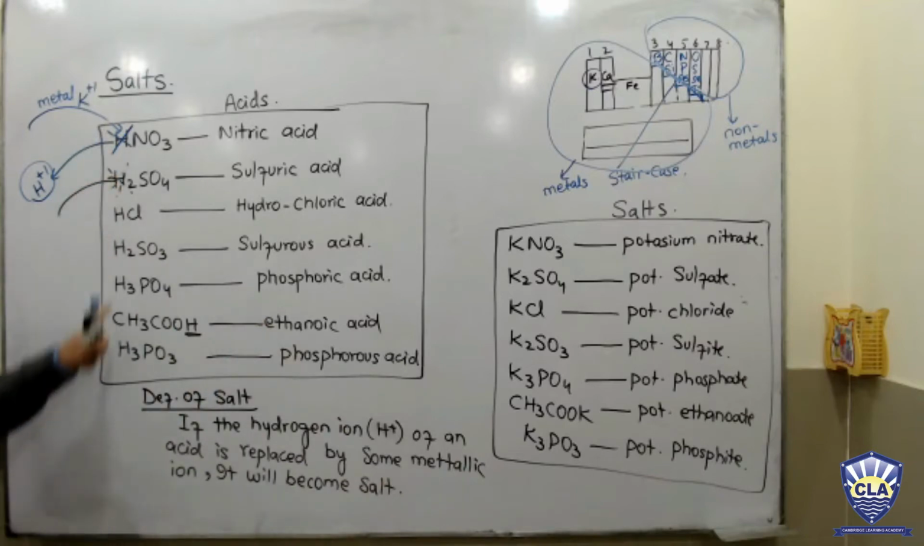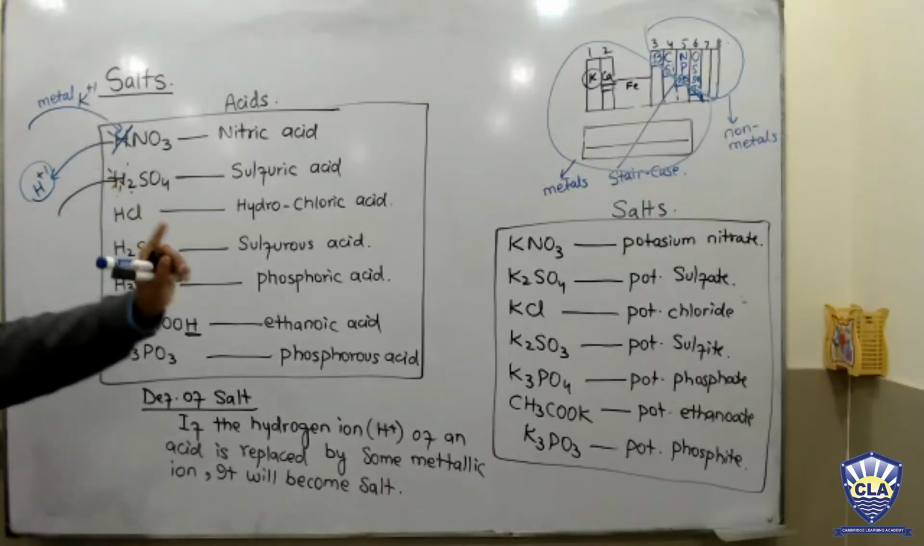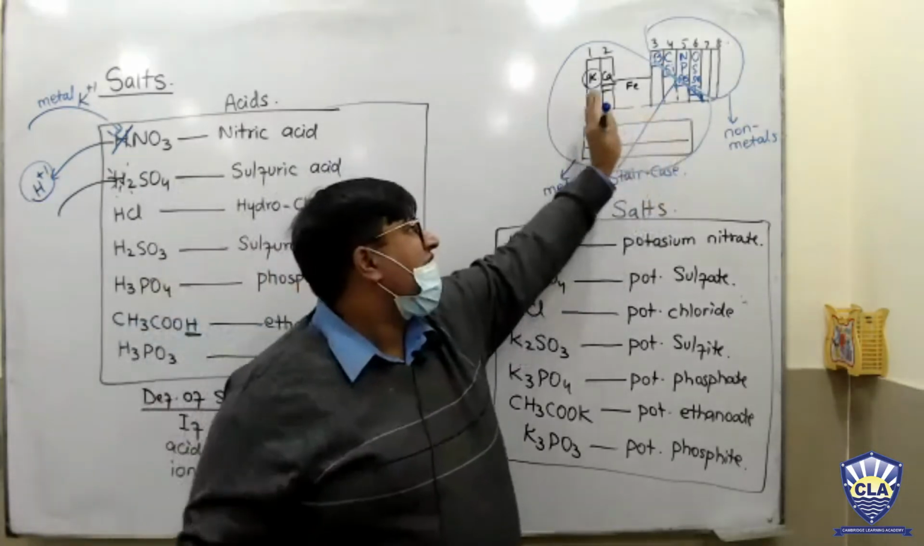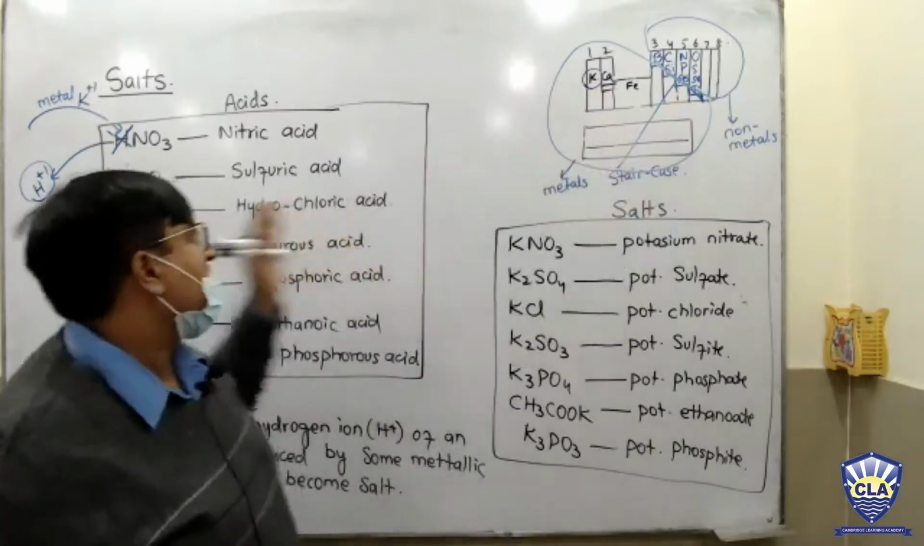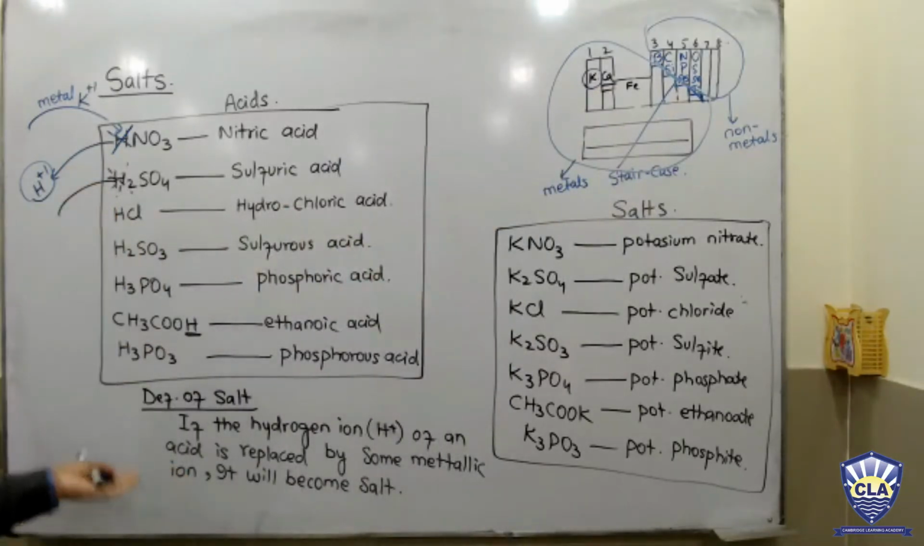If you remove the hydrogen of any acid and replace it with some metal, the metal can be anything, I'm saying it again and again. You can take any of the metals from here. You are going to replace the hydrogen with some metallic ion, it will become the salt. So this is the proper definition of the salt.